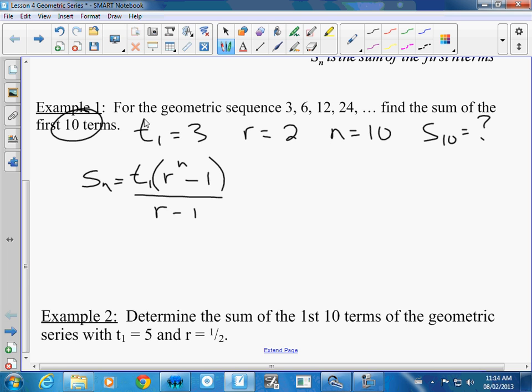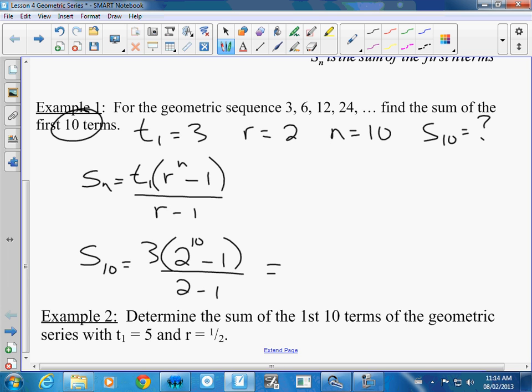Okay, let's plug in the numbers. S of 10 equals, what's T1? 3. What's R? 2, to the 10 minus 1, over top of 2 minus 1. Well, the bottom's easy, right? What's 2 minus 1? 1. So it's over 1, so basically we can just do the math on the top.